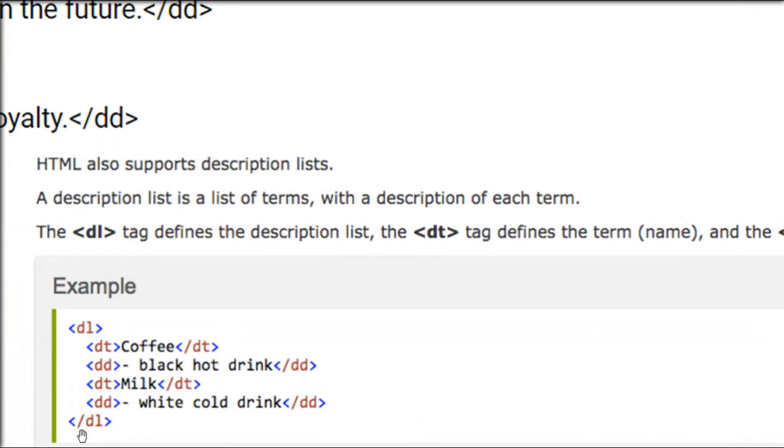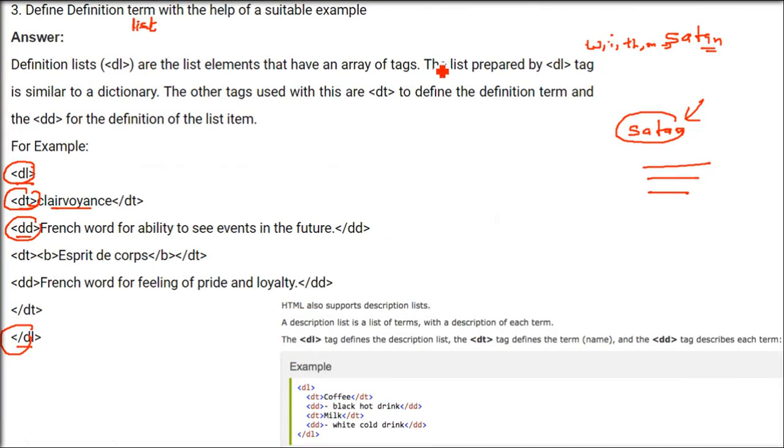So let me give you one more example. DL, the definition list, start and end. Then you have DT, that is your term name, the definition term. So this will be the word whose definition is going to follow. So we have coffee and milk. These are in DT. So these are two words whose definitions will be shown. And what about coffee? Its definition is in DD. Below coffee you see DD, that is the definition of coffee. Below milk you see DD, which is white cold milk, which is actually the definition of milk.